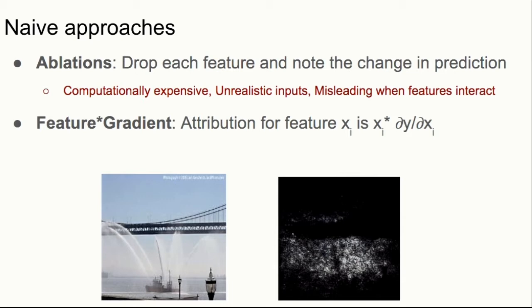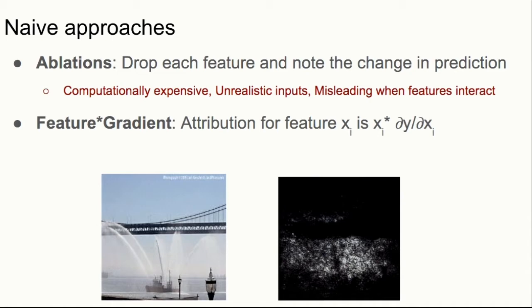The other approach is this one, feature times gradient. This is what you would do in a linear model. In statistics, I think it's called benefit. You take the coefficient, and you take the feature. That's the contribution of that feature. More precisely, it's the value of the feature at input minus the value of the feature at baseline, times the coefficient. That's how much that feature has contributed. This is very intuitive, so why don't we try this?